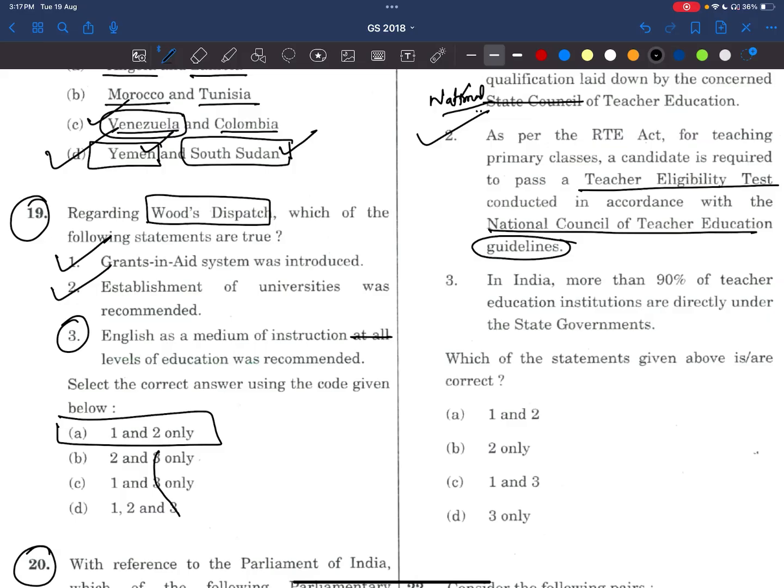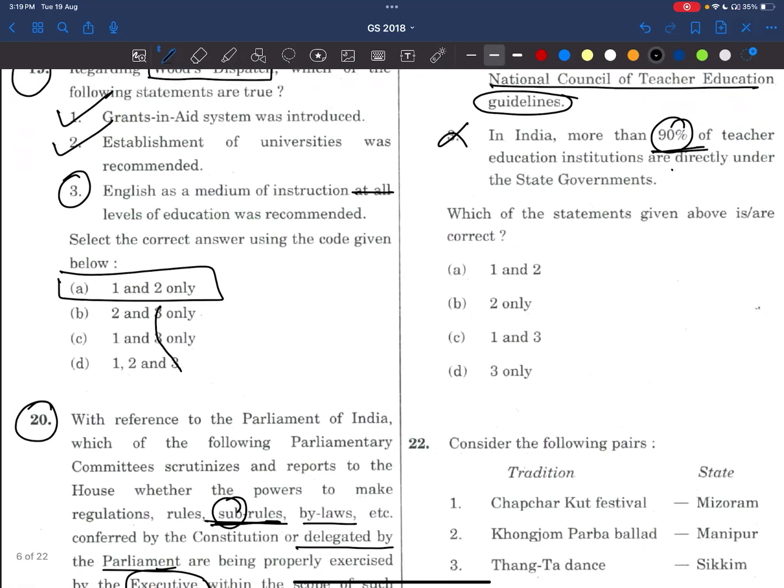Okay, there are more private schools than government schools. In the same way, there are more teacher education institutions run by private players than government. Okay, 90% of teacher education institutions are run by private players only. Here the answer is, here 3 is wrong. We got the answer only 2.